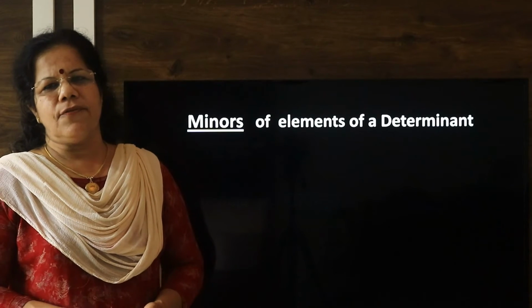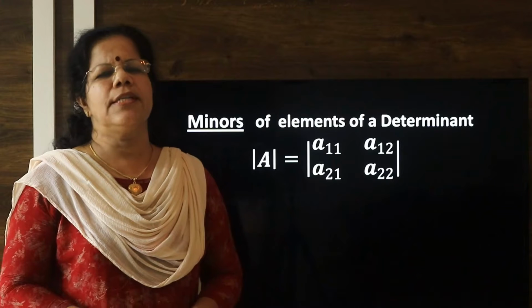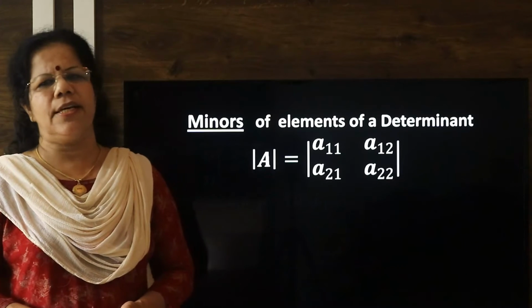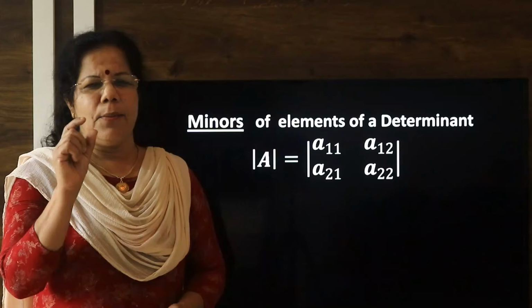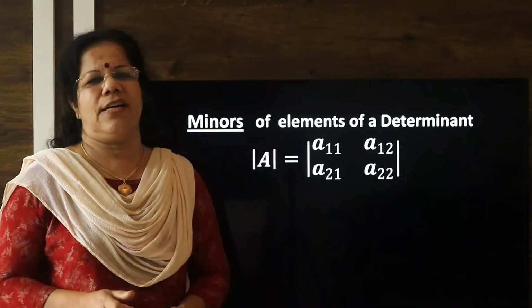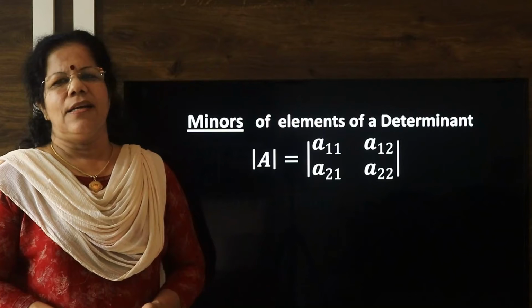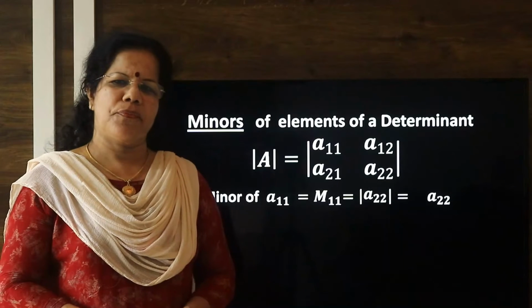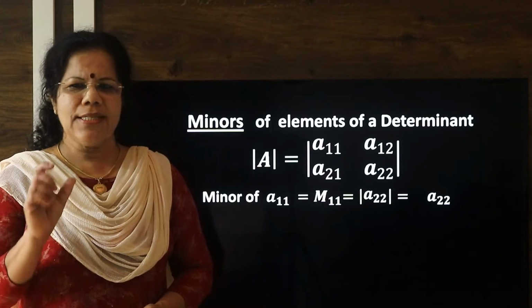Now, first consider a 2 by 2 determinant. Determinant A is equal to, a general one, A11, A12, A21, A22. Now, we are going to define the minor of A11. What is the minor of A11? It is the determinant A22. And the determinant A22 is just A22. Now, what is this determinant A22?